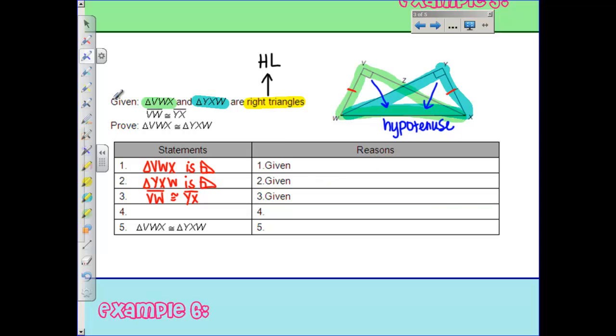Now, if we're sharing that hypotenuse, can't we say that WX is congruent to itself? I hope so, based upon the reflexive property. And since we have a hypotenuse and a leg, HL is sufficient. Now, I want to go back to the original thing that I told you. Make note of what you're given. You saw right triangles, you need to look at the triangles you were provided.